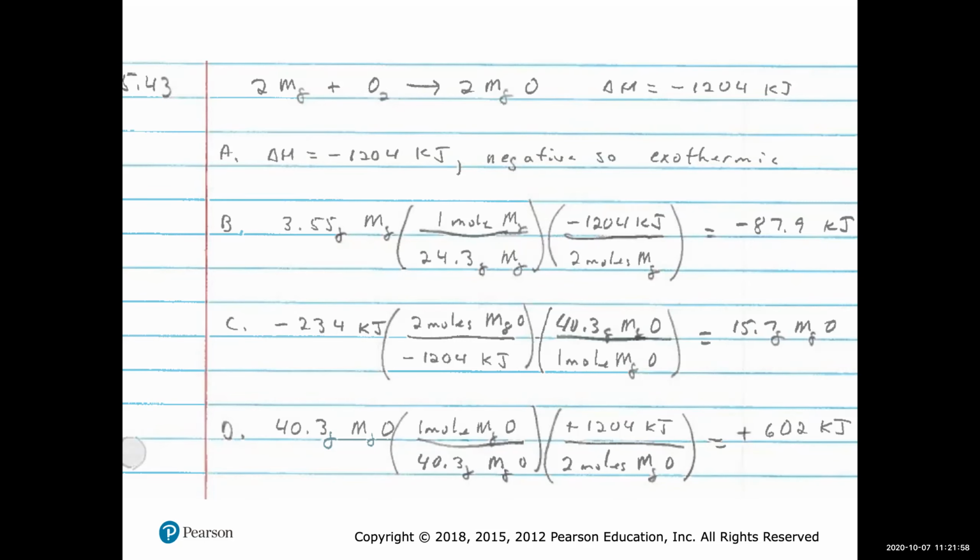So if I start with 40.3 grams of magnesium oxide, once again, there's my molecular weight of 40.3 in the denominator. You cancel those grams units out. Now I'm in moles of magnesium oxide. I go back to my equation and see there's 2 moles of magnesium oxide. So 2 moles, except now I have plus 1204 kilojoules. I thought my delta H was minus 1204 kilojoules. Why did I write plus 1204 kilojoules?